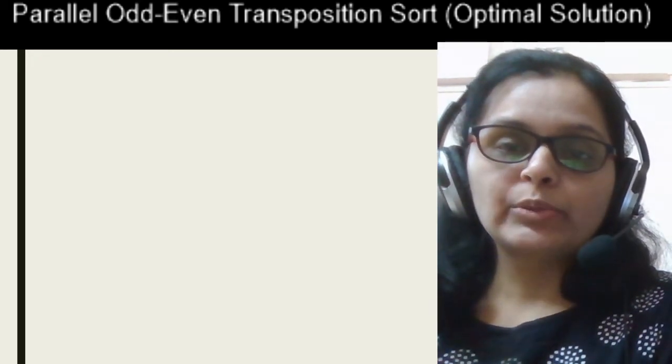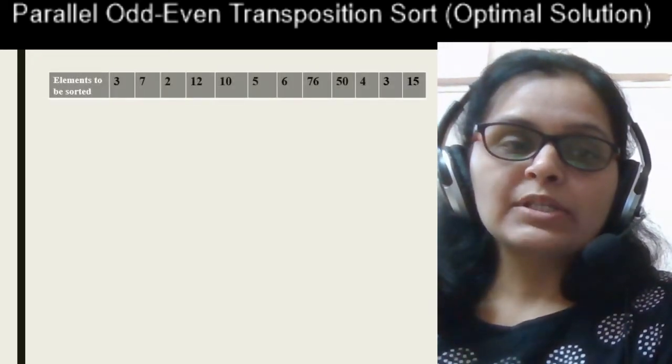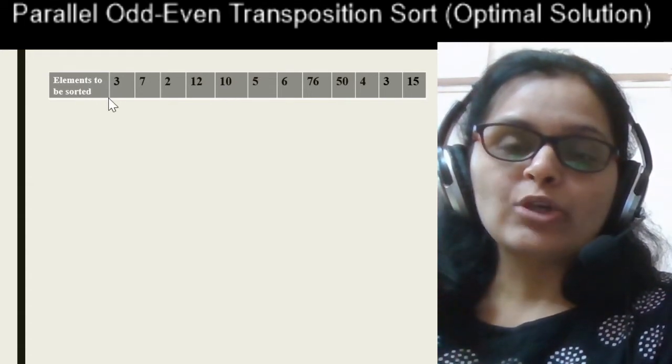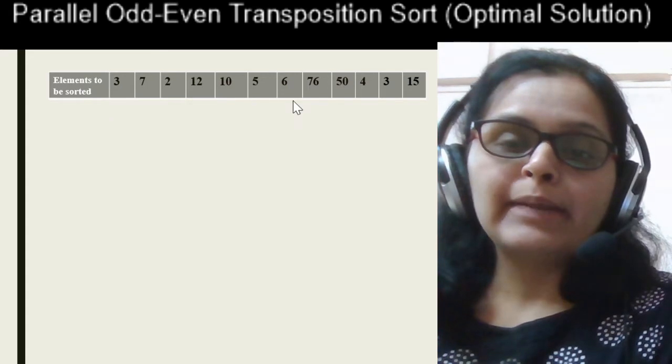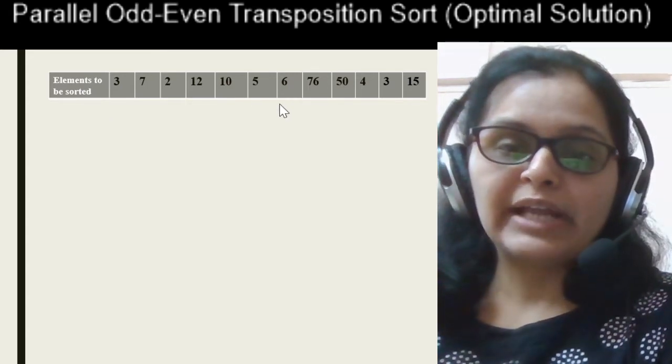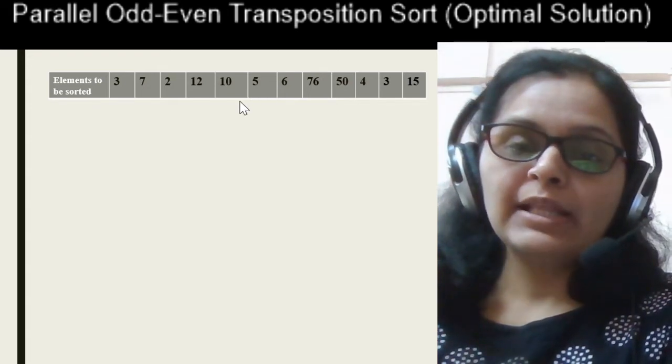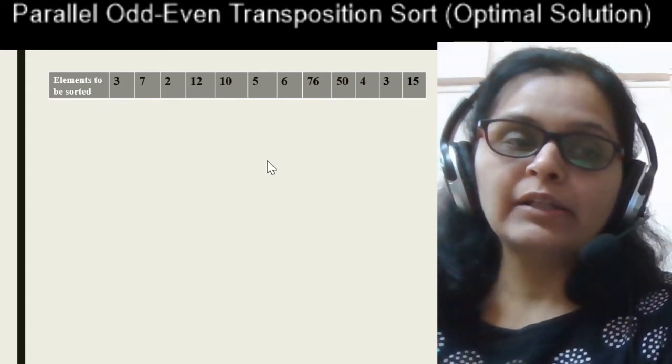Now I will show you the simulation. Suppose this is the input array, elements to be sorted. Some random elements I have taken, n is equal to 12. I am calling the size as n. 12 elements I have taken.